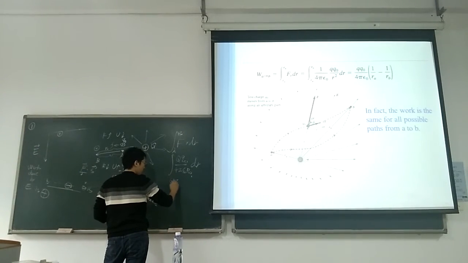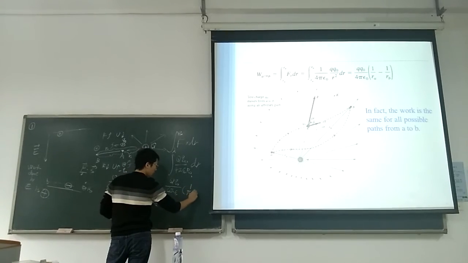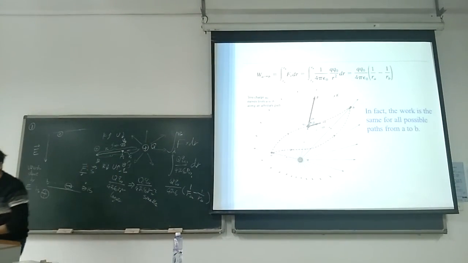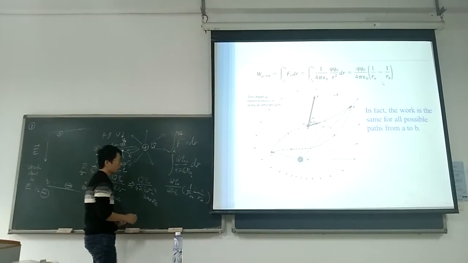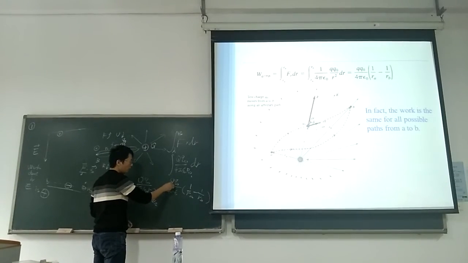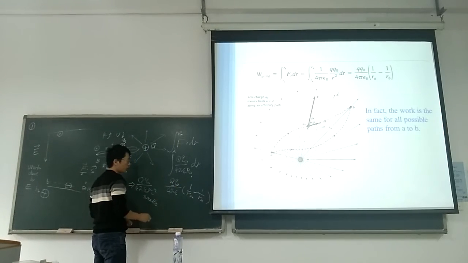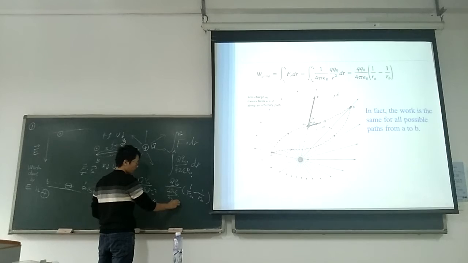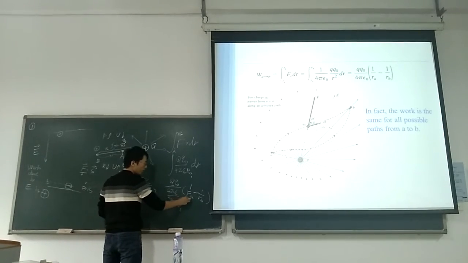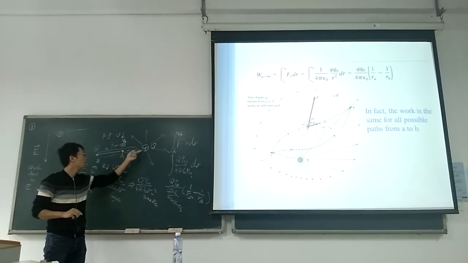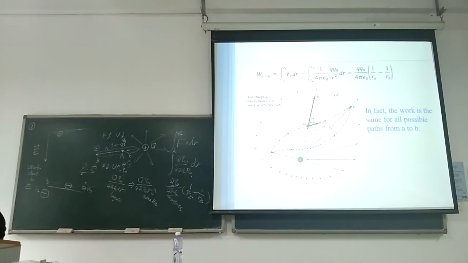Q0 over 4 pi epsilon 0. So A, R, B. The work done by it is related to the magnitude of the charge, large Q, and the magnitude of the charge Q0, which is a constant, and it is influenced by the distance of the point A from the large Q.